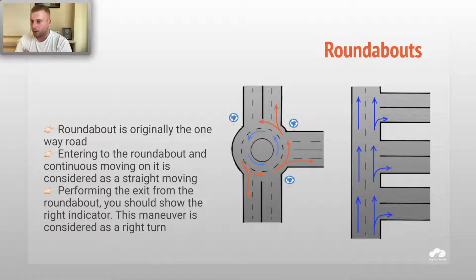And when you perform the exit, if you again look at this cut version of the roundabout, you will see that every exit is a crossroad, as I said before, and every exit in that case is considered as a right turn, and that's why you have to show the right indicator in that case. So I guess this one is more or less clear.